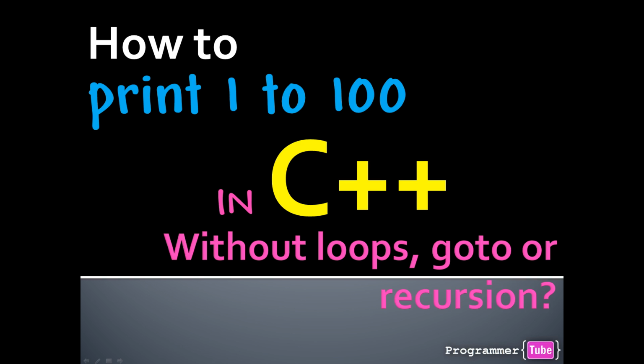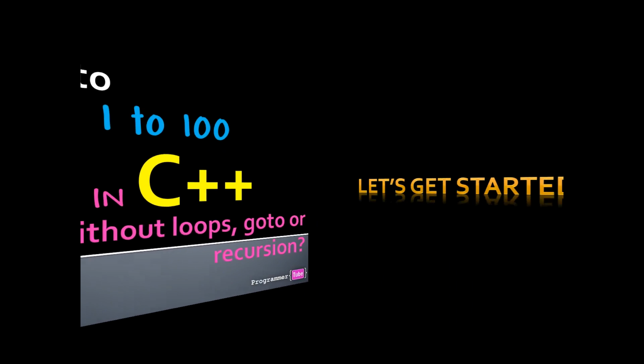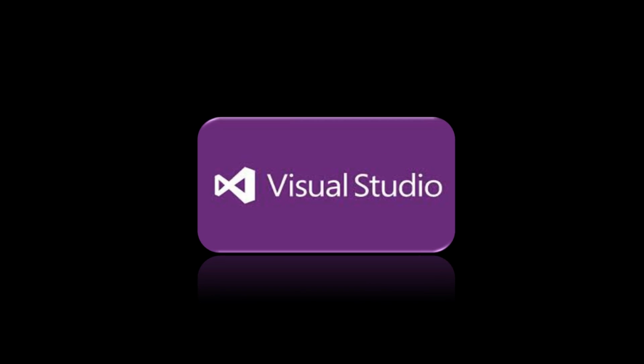It's Mo from ProgrammerTube. Today I want to show you how to print 1 to 100 in C++ without using loops, goto, or recursion. So if you're interested, let's get started.